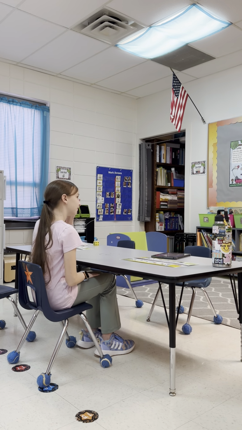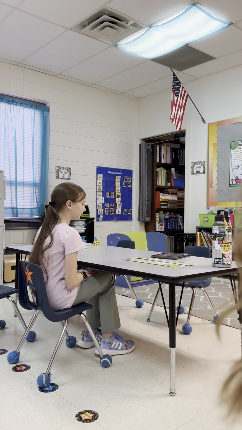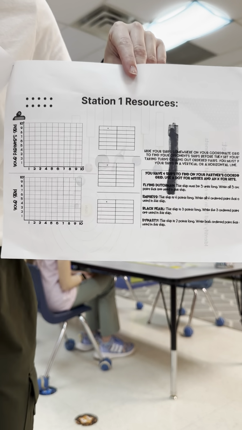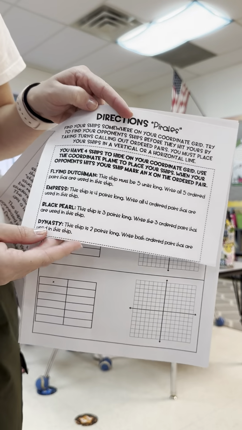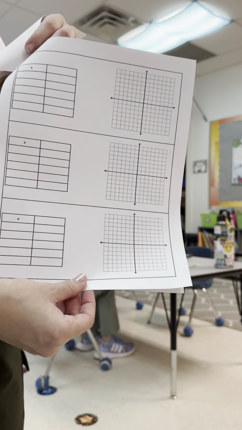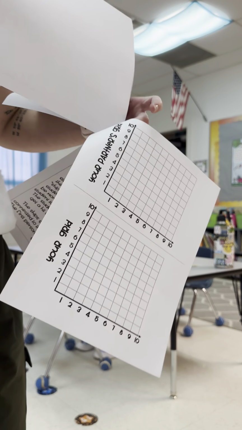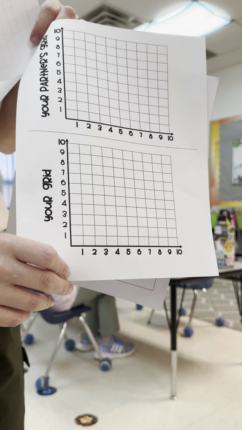I'm going to go through these. Okay, so this is for station 1, the resources used. It has the pictures, has the directions for each mate, and it has the tables and the graphs that they use before they use their plots for the game. And this is the grid that they will use, kind of like the setup of Battleship.